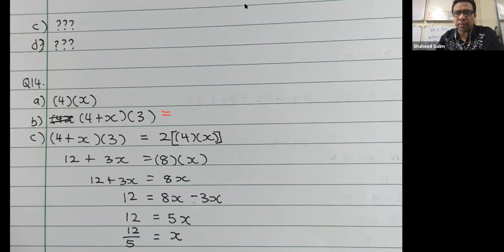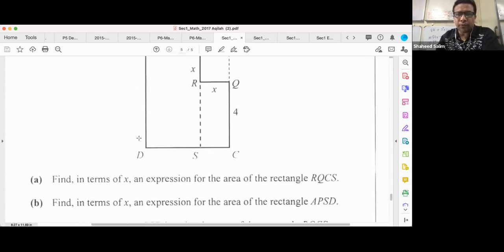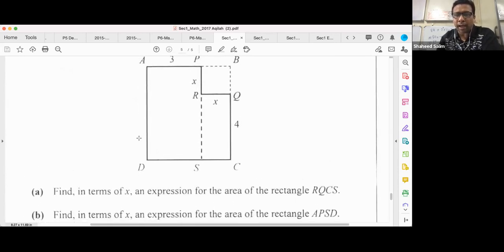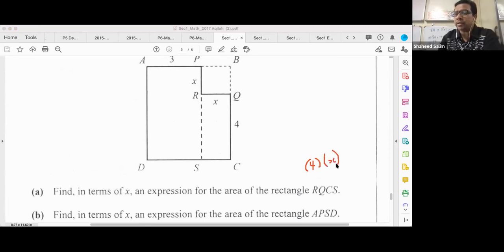Okay, let me see what's the question here. So they ask you to find an expression for the area of RQCS. So down here, your first one, you put the bracket, answer is 4 bracket x. Okay, correct, right? So my question, why you put the bracket? You can times straight, you see? So it's just times lah. But say I don't know when to times. Okay, so you just times it out.